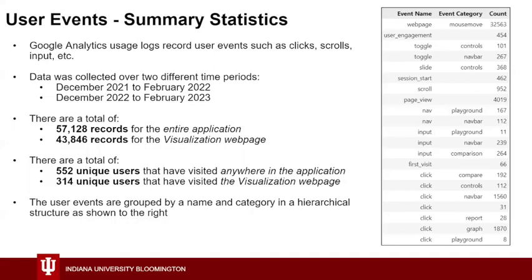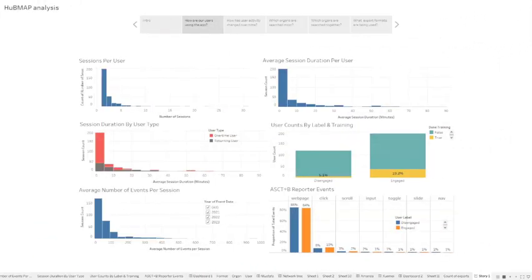Our client is interested in learning how to improve the interface of their visualization tool within their application through analysis of Google Analytics logs. Our dataset shows that the visualization tool webpage alone has 44,000 records and has 314 unique users. So we looked at how our users are using the app.